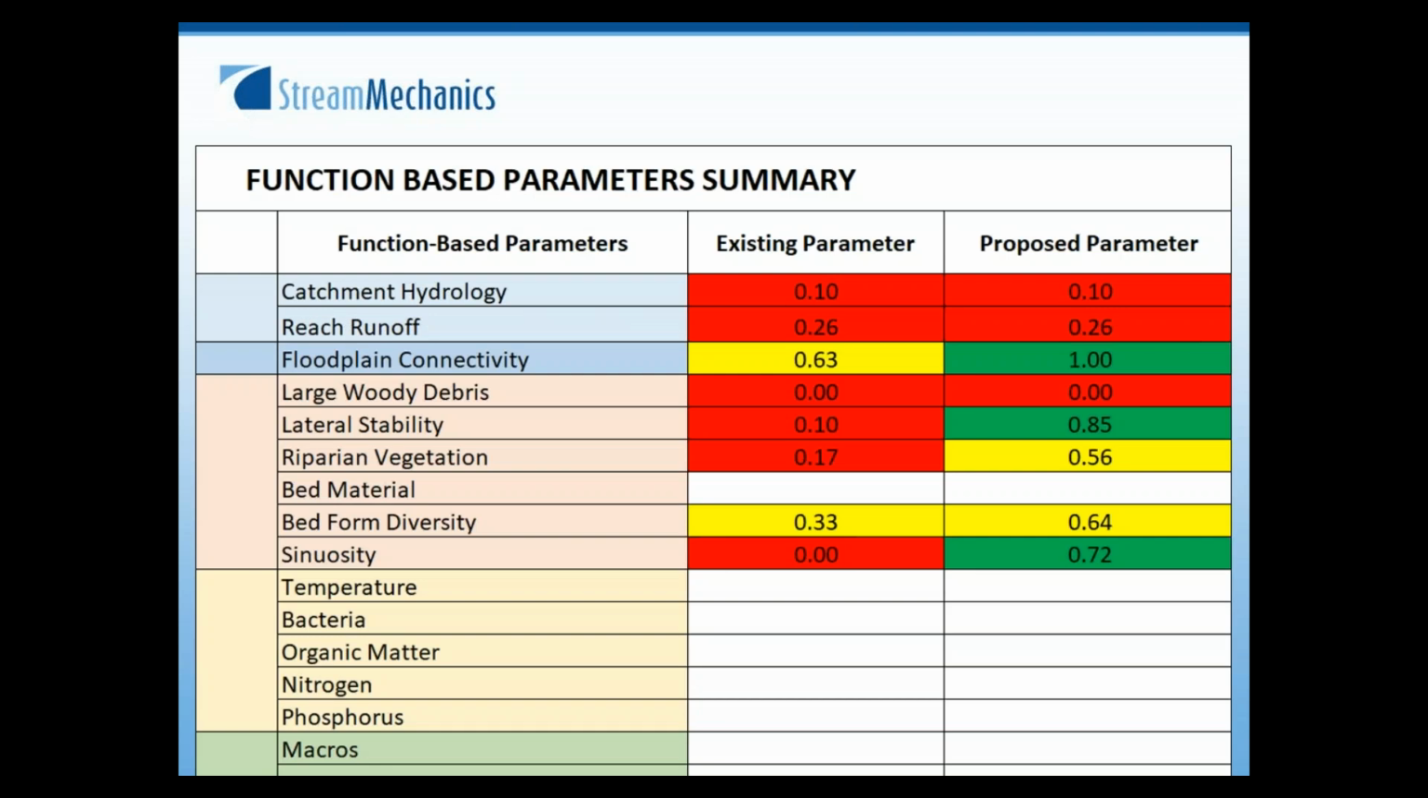So here's another output of the tool. I like this type of output where you can see which parameters were assessed, both for the existing and the proposed. It's a place to do a little bit of quality control to make sure that all of the proposed parameters were the same parameters assessed on the existing condition. And then you can quickly see where there was lift and where there was not. So red is not functioning, yellow is functioning at risk, and green is functioning.